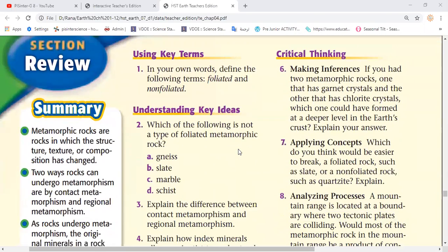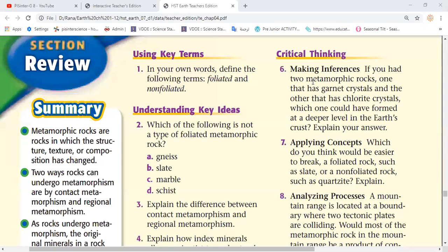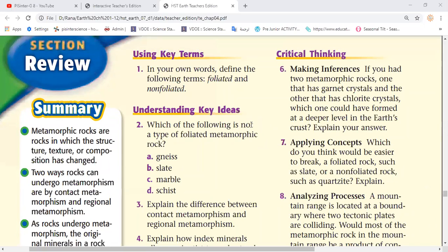Then we pass to question number 6. Here it asks: if you have two metamorphic rocks, one that has garnet crystals and the other has chlorite crystals, which one could have formed at a deeper level in the Earth's crust, and explain your answer? That means which one is supposed to have formed under higher pressure and at greater depth. So which one? Let's see, Hannah Hamdi.